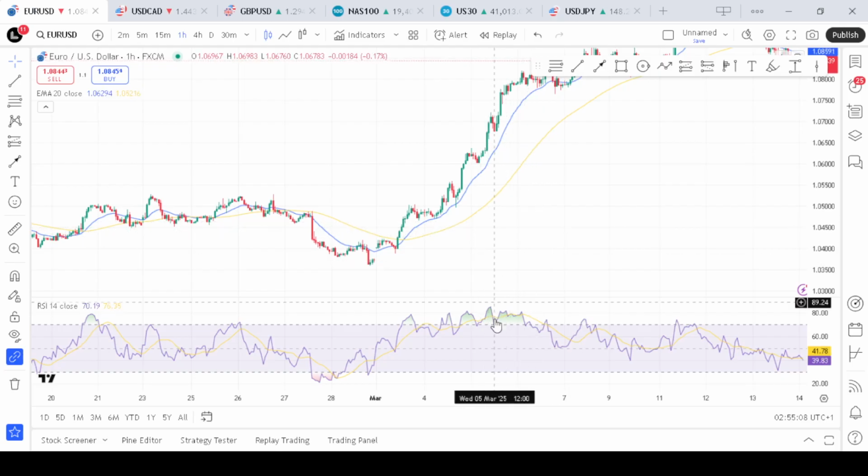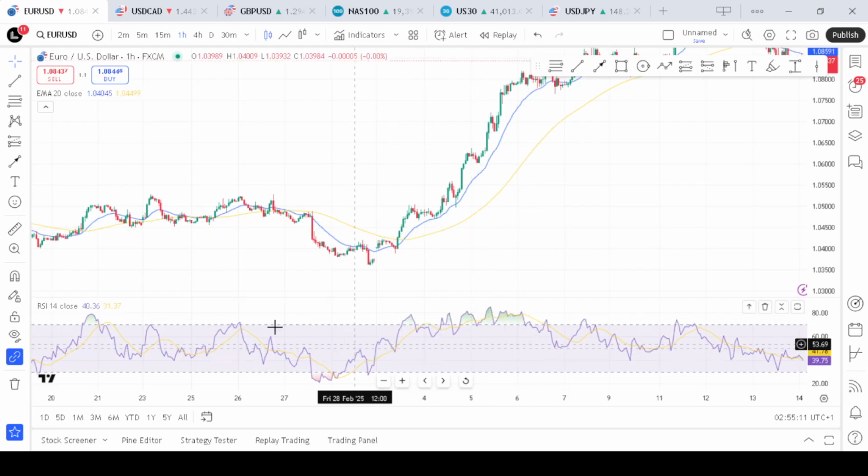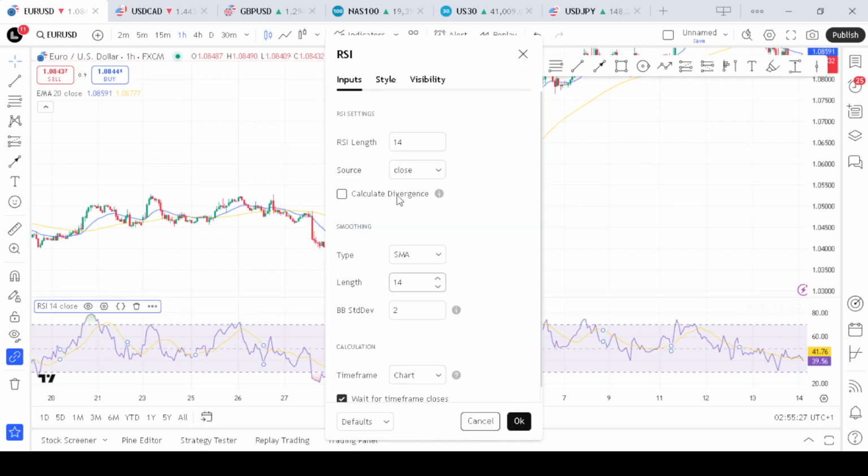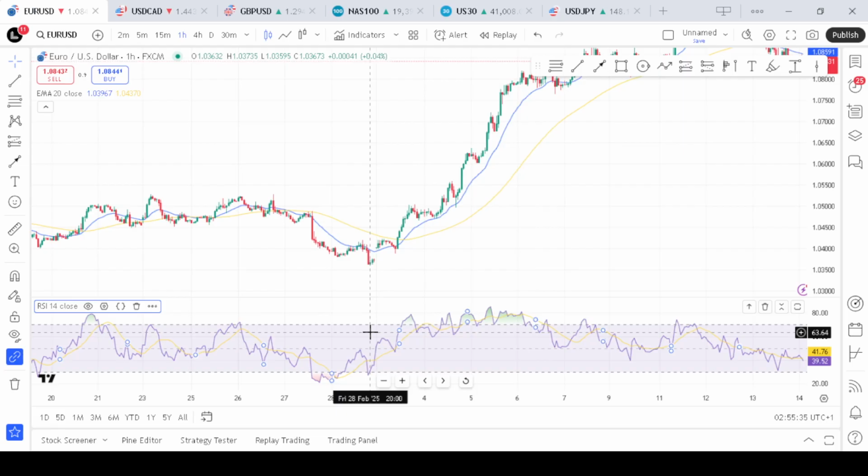Next, we have to add the RSI, the relative strength index, to your chart. This is a momentum oscillator that measures the speed and change of price movement. It is typically set to a 14 period look back. This is the default setting for your RSI, but you can still adjust this based on your trading time frame. The RSI will help you confirm the strength of the trend and identify potential overbought and oversold regions.